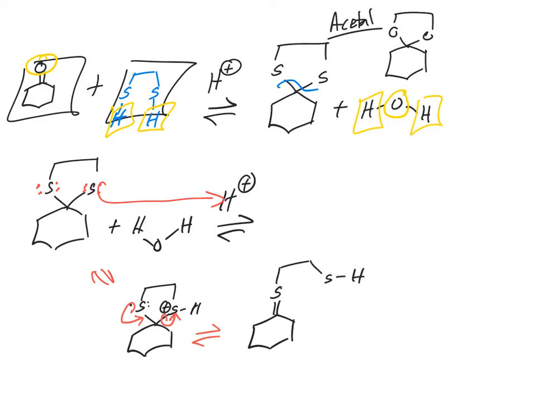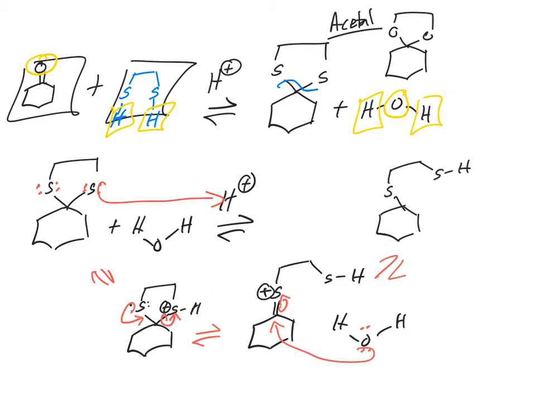Got to balance my charge. Where should there be a plus charge? On the sulfur. Don't forget, our friendly water is floating around. All right. So now water reacts. Goes in there. Adds in. We'll make another tetrahedral intermediate. All right, oxygen has a plus charge now.